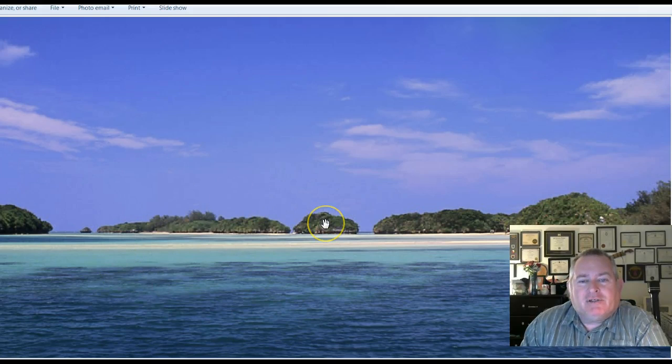First thing, this picture here is a background picture of a beach at Okinawa, Japan. Back when I was in the Army, I spent some time over there. So there's a little picture of Okinawa.